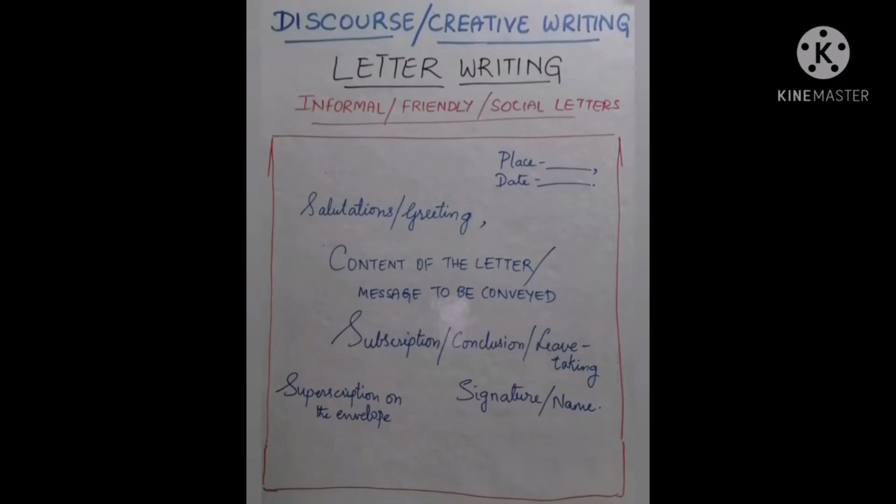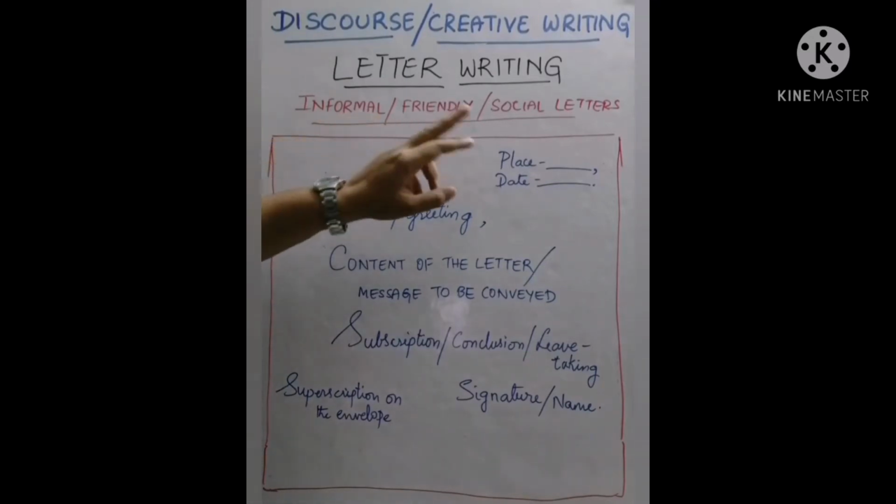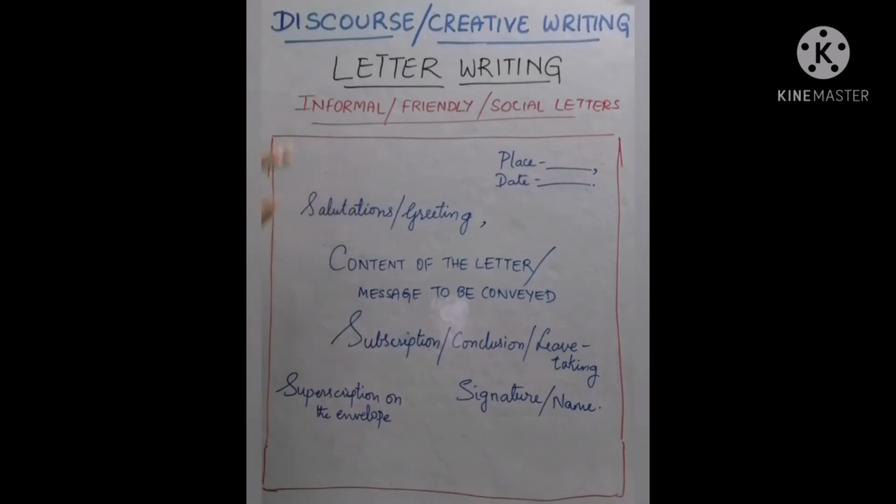So children, now let's discuss the outline of the informal or friendly or social letter. This is generally a friendly letter, children. When you are writing this letter, you have to remember that the conversation or the message that you are writing can be very informal. You have to keep it simple and easily understood, and you need not follow any grammatical rules. If you write any spelling mistakes also, it is permissible.